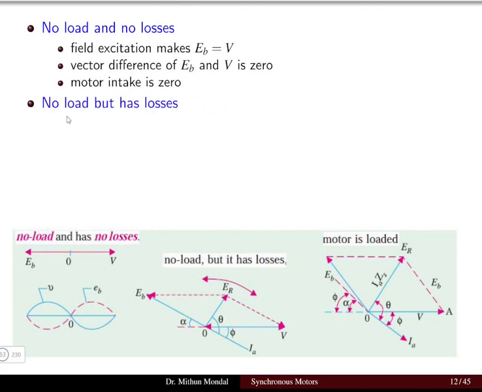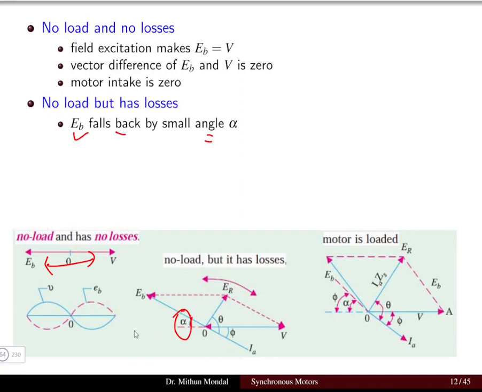Whereas in the second case, if we see there is no load but has losses, here the motor back EMF will fall back by a small angle alpha. So if we see here in the first case, the EB and V were anti-parallel, opposite of each other, but there is a small angle alpha by which EB falls back.